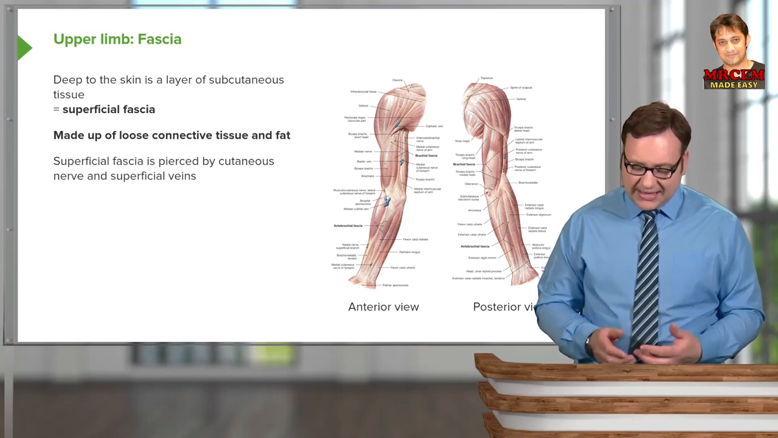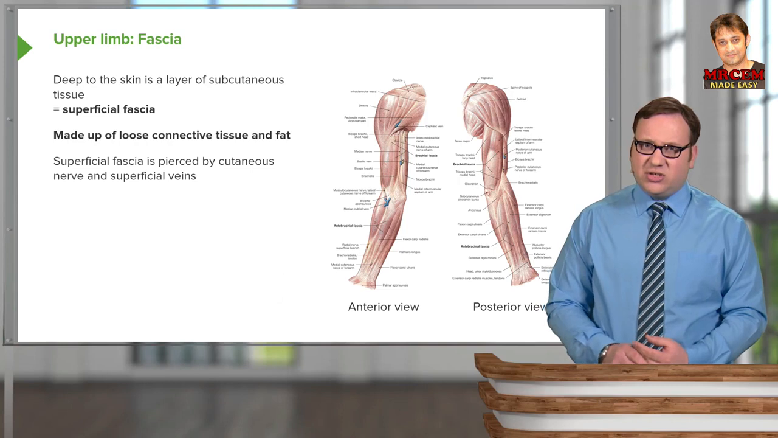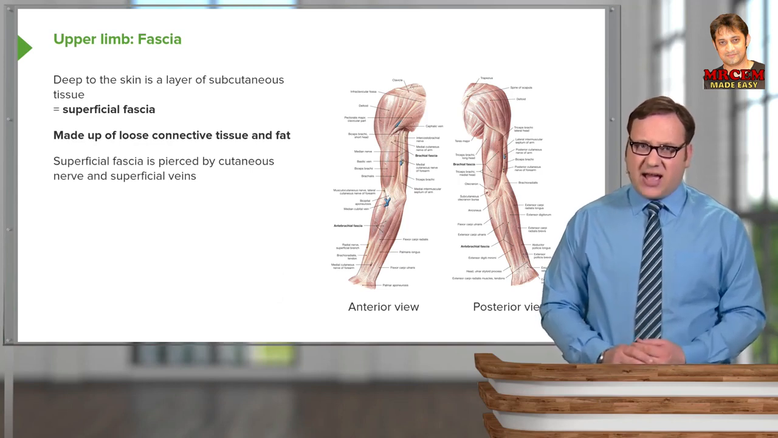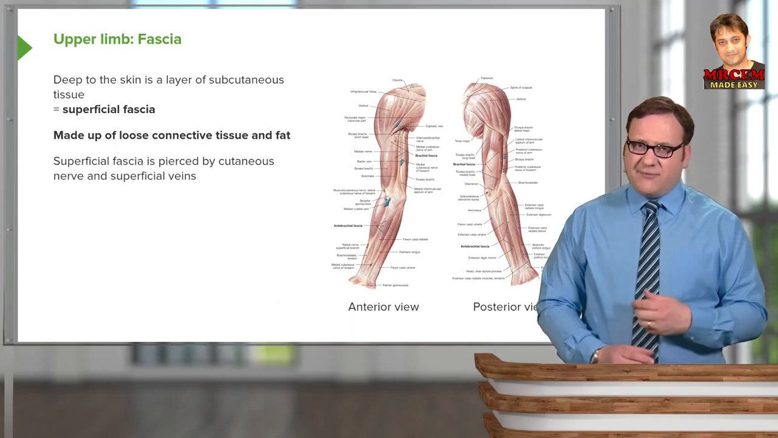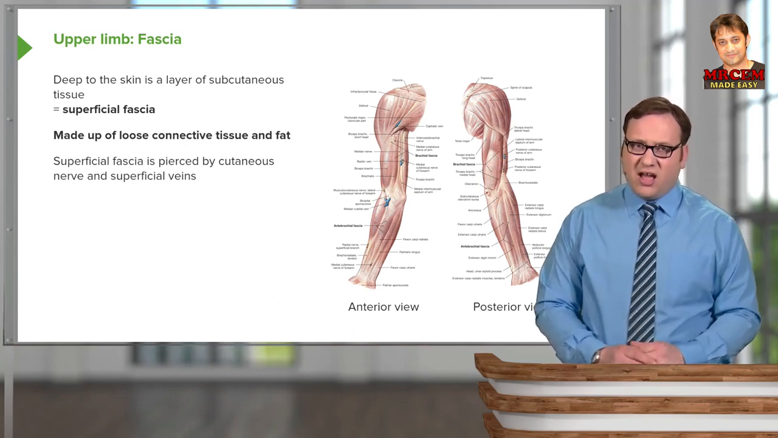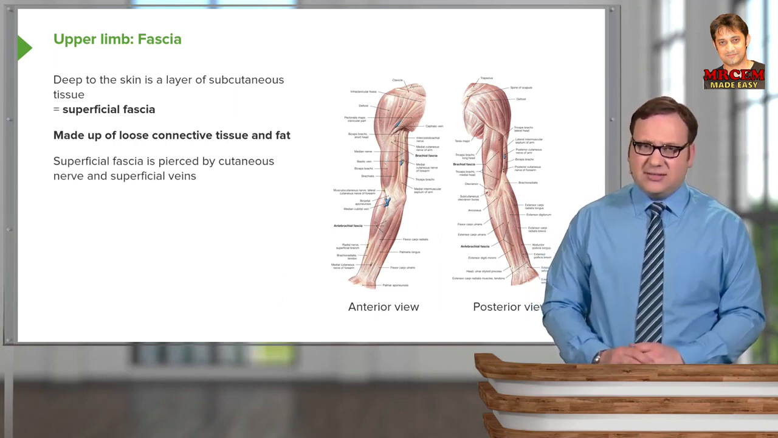We can't see the superficial fascia because it's been removed, but it's made up of loose connective tissue and varying amounts of fat. The superficial fascia lies deep to the skin, and it's therefore pierced by cutaneous nerves that supply the skin and also superficial veins.